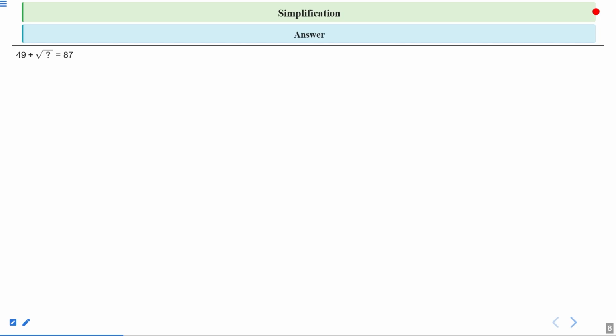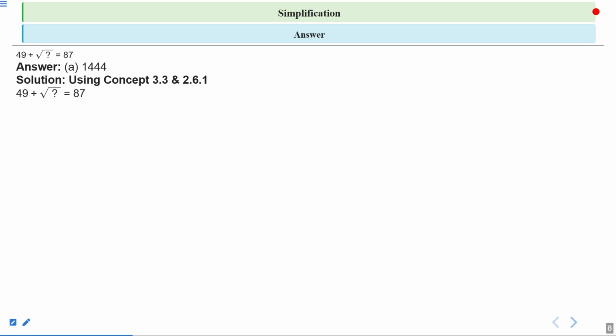So this is a very simple question of simplification. We just subtract 49 from 87 and we can calculate the square root value of the question mark. So the correct answer of this question is A, which is 1444. Now see the detailed solution using concept 3.3 and 2.6.1 in this question.